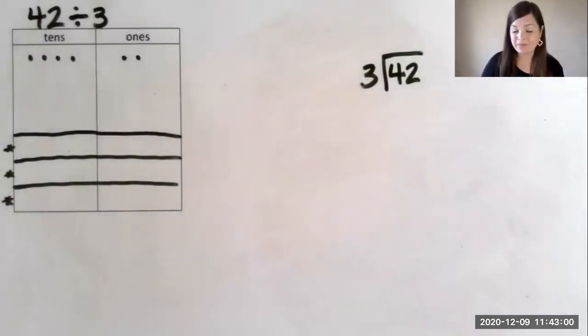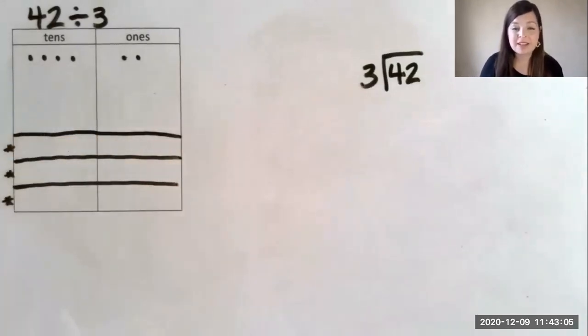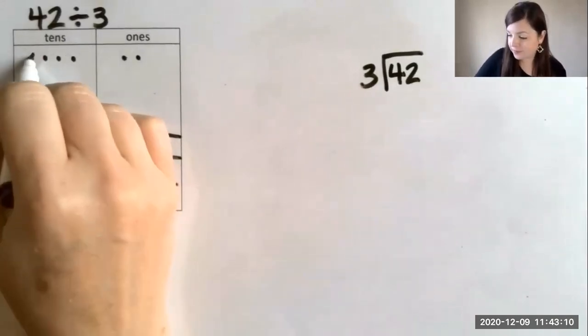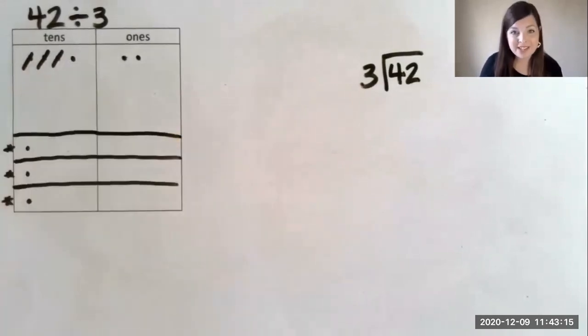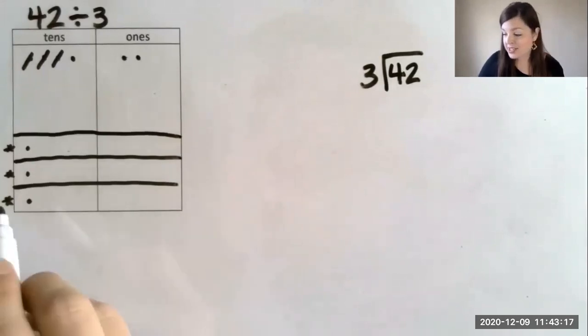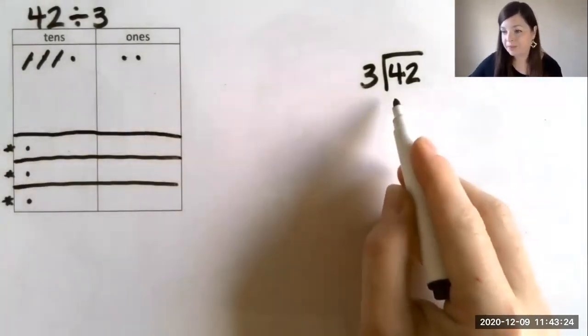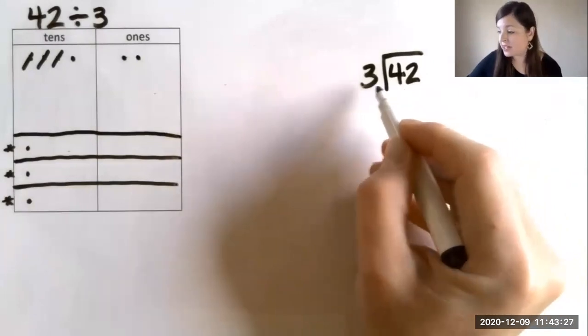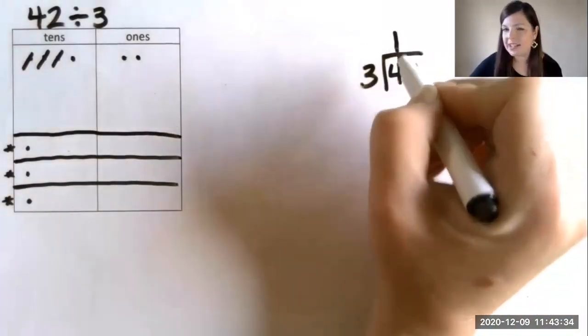Okay, now let's continue solving. We have 4 tens to divide equally with 3 groups. Let's distribute the tens and cross off what we use. How many tens are in each group? 1 ten. And how many tens remain? 1 ten. Now let's show what we just did in our long division. 4 tens divided by 3 groups. How many tens are in each group? 1 ten. So we can record 1 ten in the quotient.